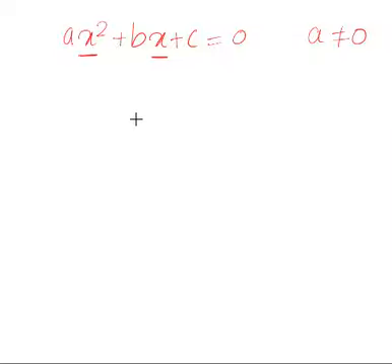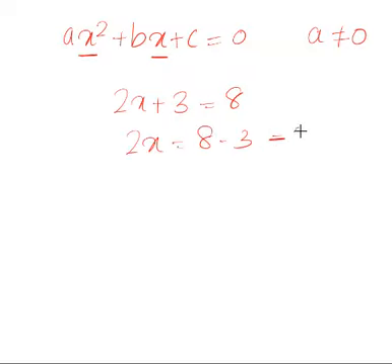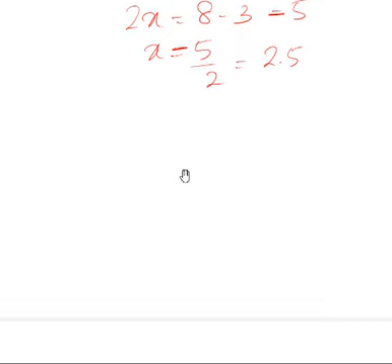For example, we can take one linear equation, 2x plus 3 is equal to 8. So how can we find x from this one? So 2x is equal to 8 minus 3, that is equal to 5. So x is equal to 5 over 2, which is equal to 2.5. So that means x is equal to 2.5 is a solution of this linear equation.